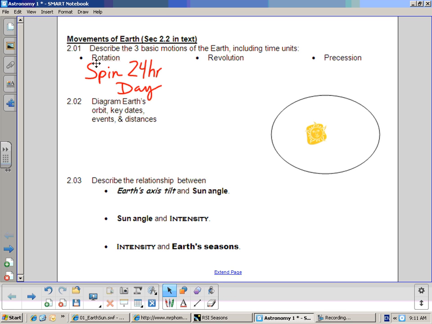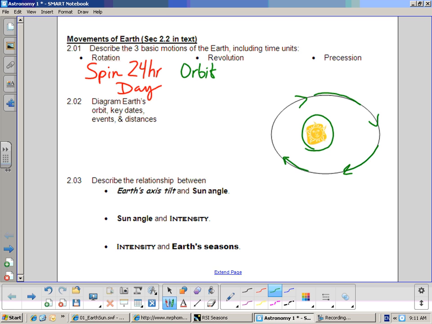The second motion that the Earth makes is not a rotation, but a revolution. A revolution is the Earth going through an orbit. Now, an orbit is not a spin. An orbit really is what you're seeing on the diagram on the right, orbiting an object, which just happens to be our sun. So we're orbiting once every 365 days.